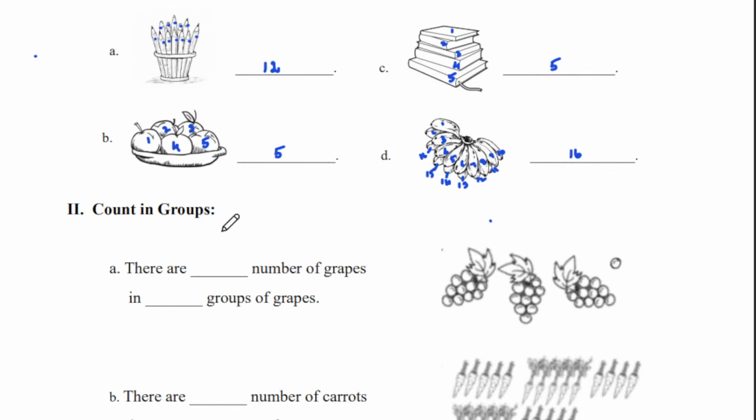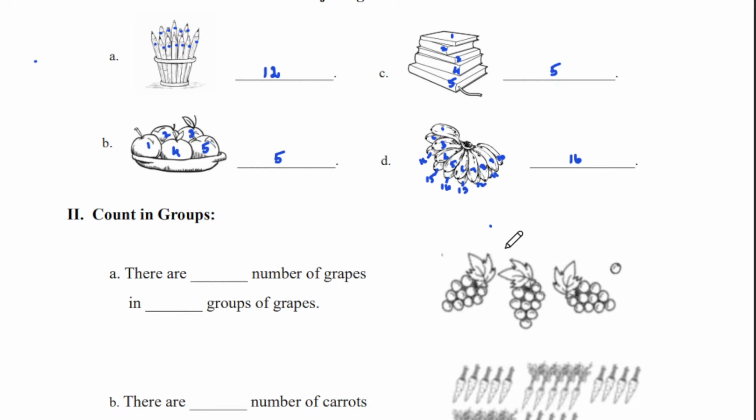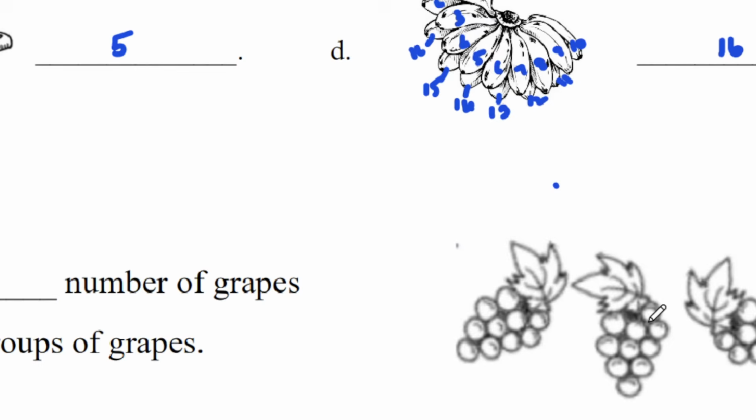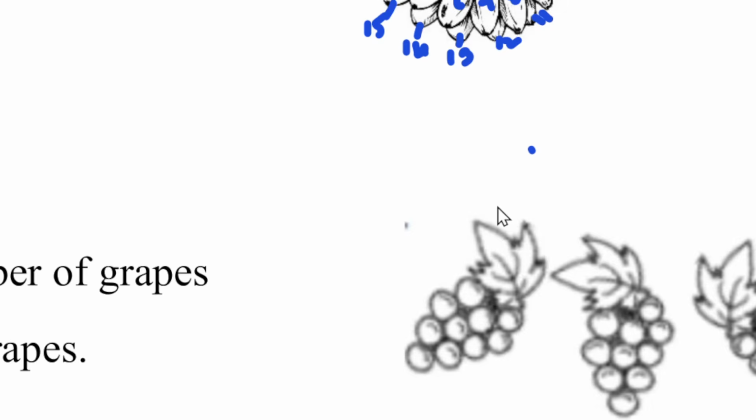Okay, next. Count in groups. So we have given groups. So there are dash number of grapes in dash groups of grapes. So first we need to count the number of grapes and how many groups are there. Okay, first we will see how many grapes are there in one bunch of grapes. I'm going to zoom in on the grapes. Okay, how many grapes are there? 1, 2, 3, 4, 5, 6, 7, 8, 9, 10. So we have 10.